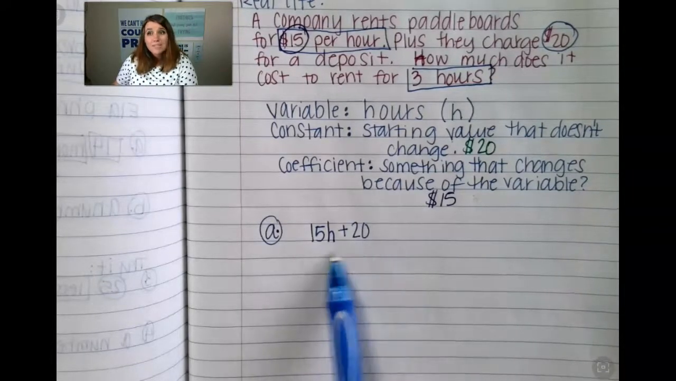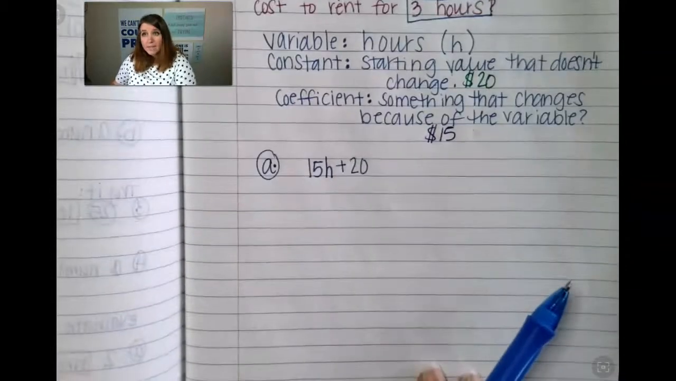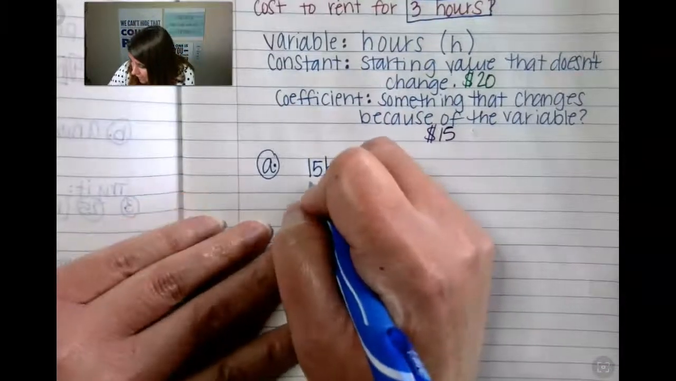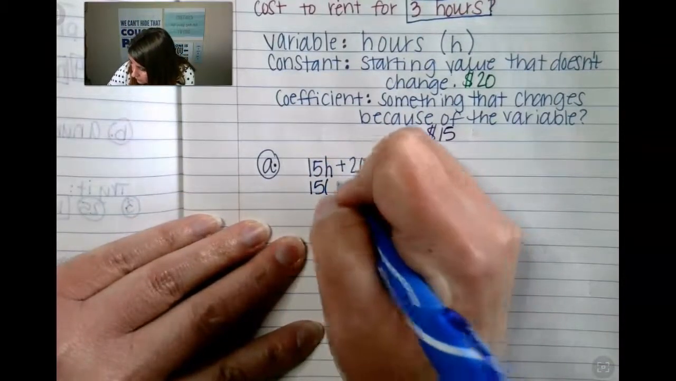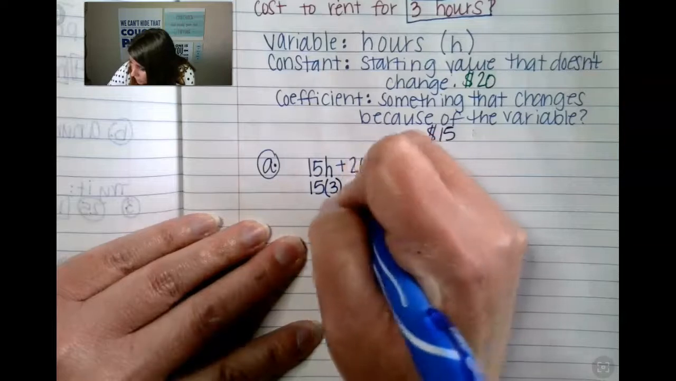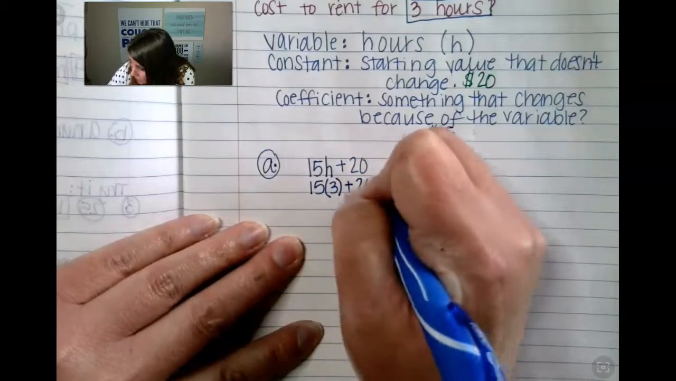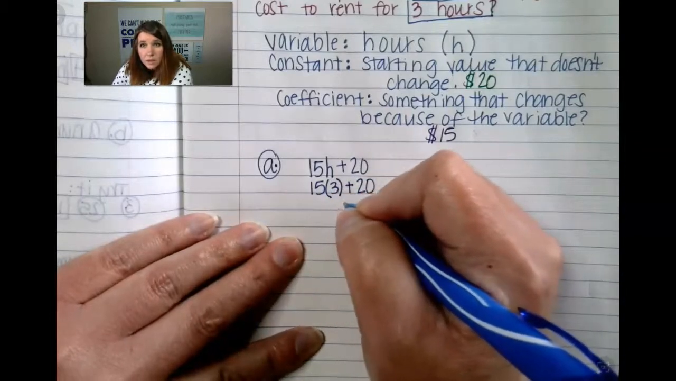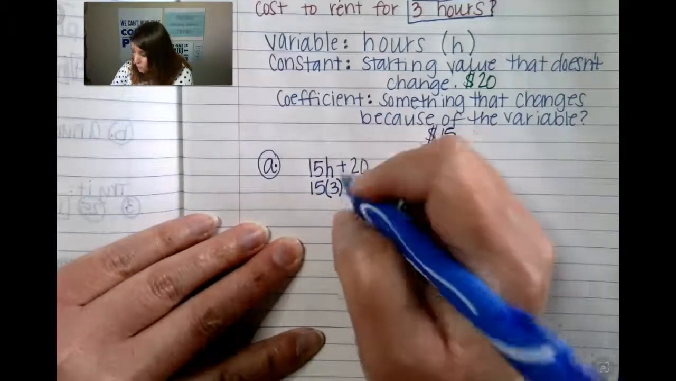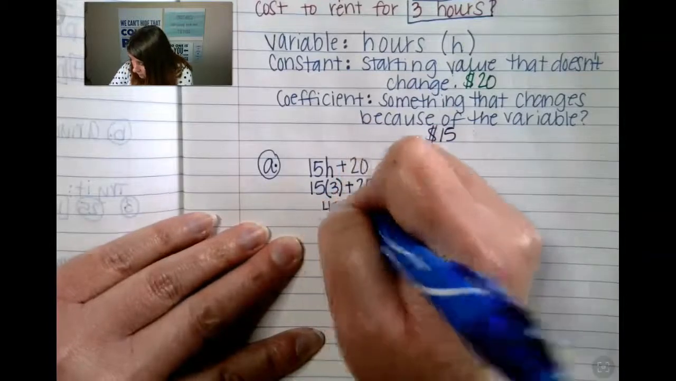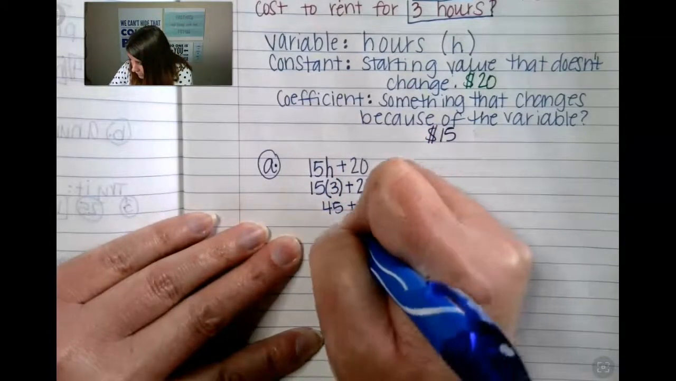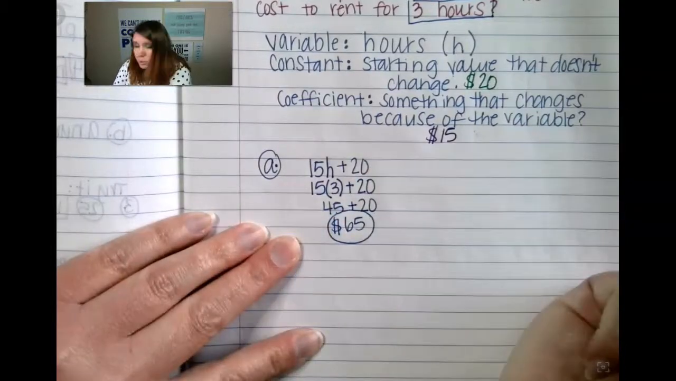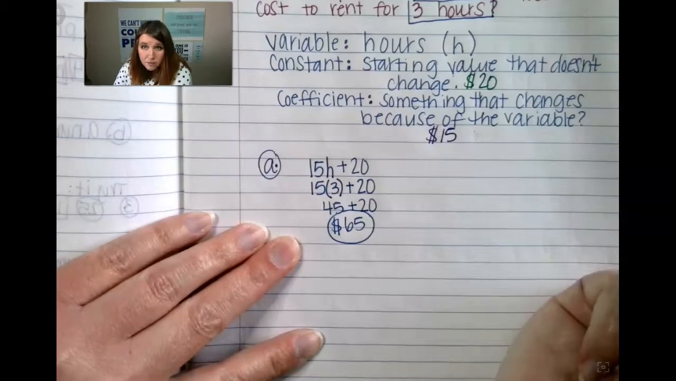I can use this now to rent my paddleboard. So I'm going to use it to rent it for 3 hours. So 15 times 3 plus 20. Well, 15 times 3 we know is 45 plus 20 gives me 65. So for 3 hours of paddleboarding, it costs $65.